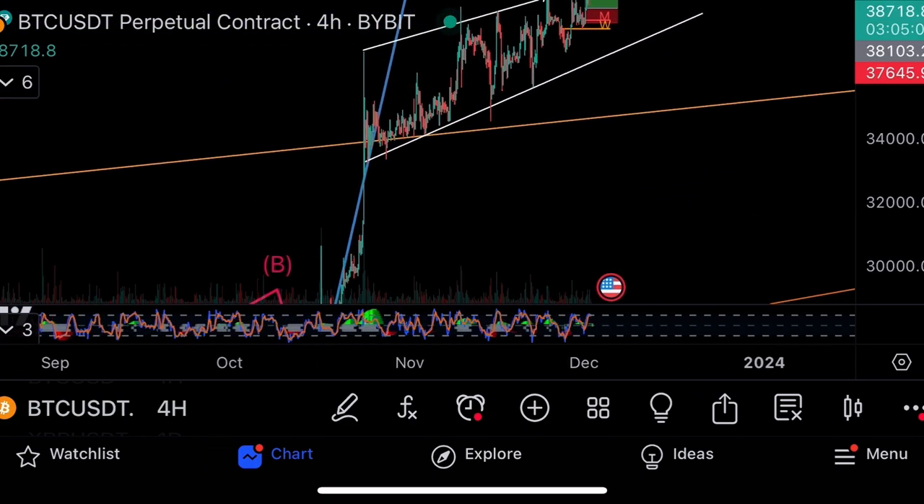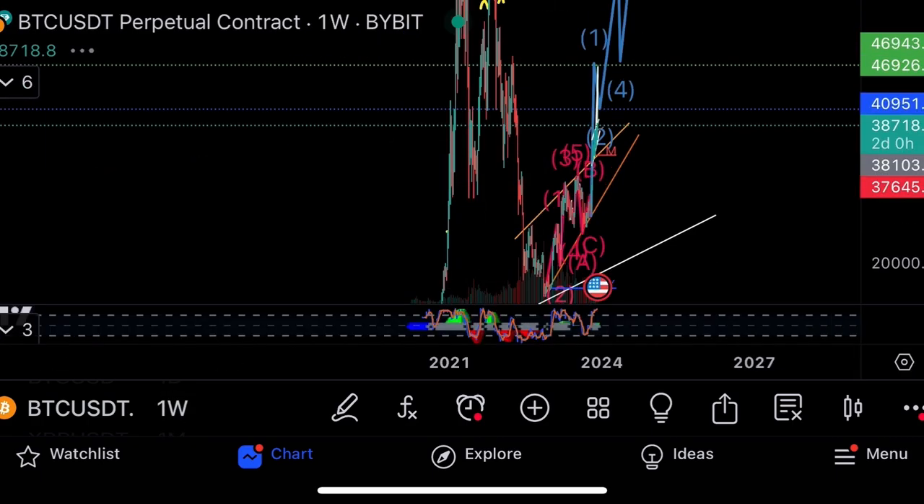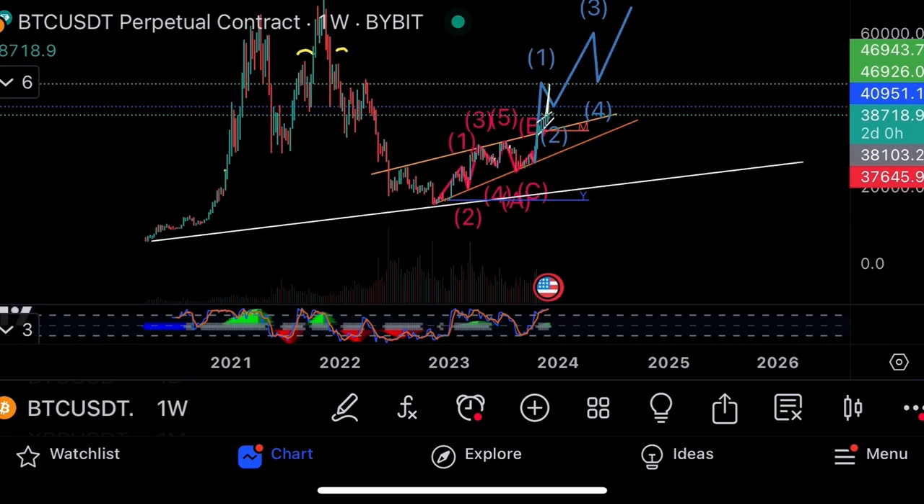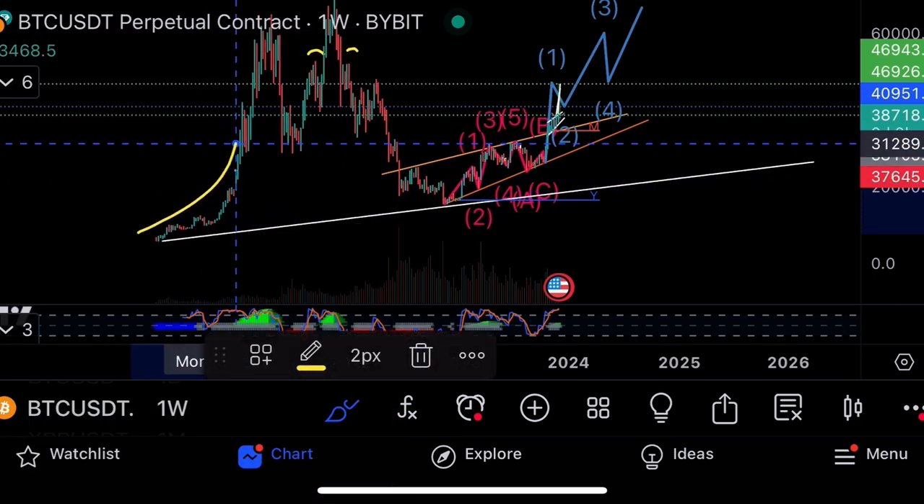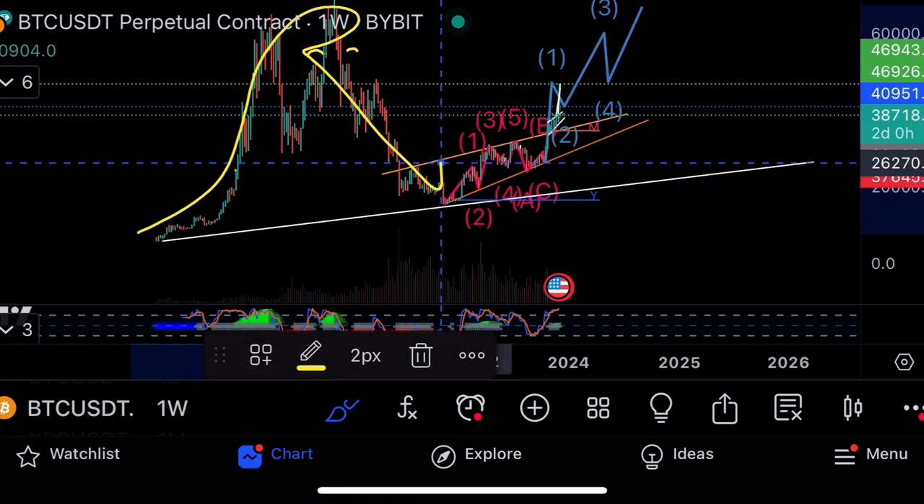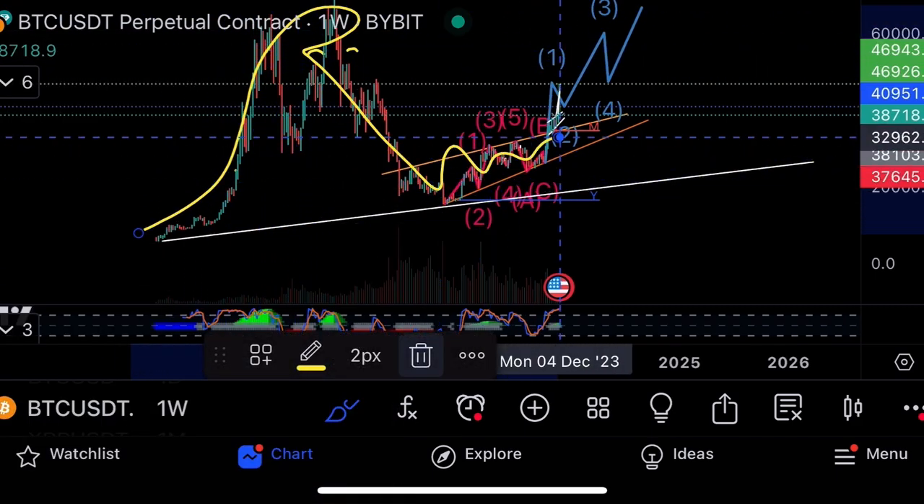Bitcoin still in this big bull flag. When we zoom out, what you're looking at is Bitcoin over time, right? You're seeing the price of Bitcoin moving over time. This was the all-time high. This is on derivatives. This is what you're seeing here.